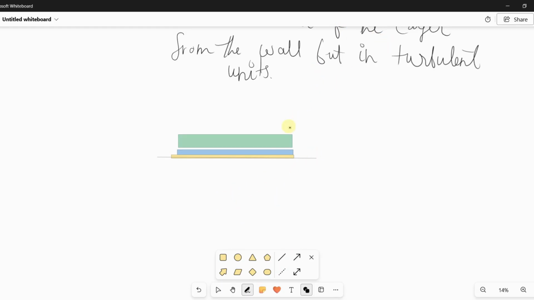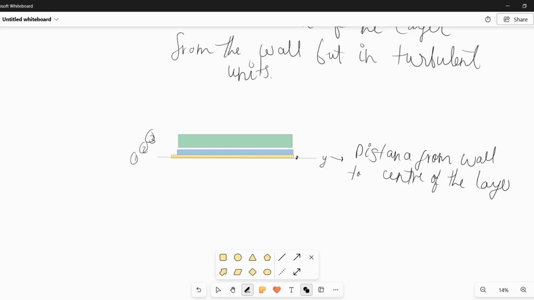Now the distance from the center point of the yellow. I'll call the first layer 1, the second 2, and the third one 3. So the height from here, I'll call it y, right? That is the distance. So y is the distance from the wall to the center of the layer. Okay, so this is my y.